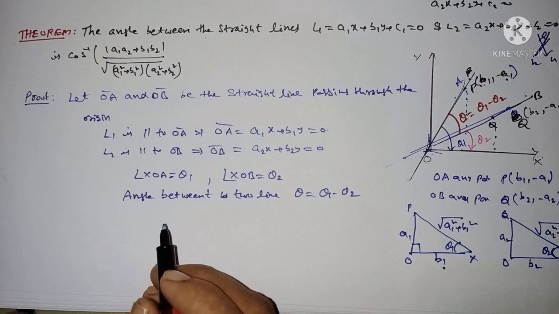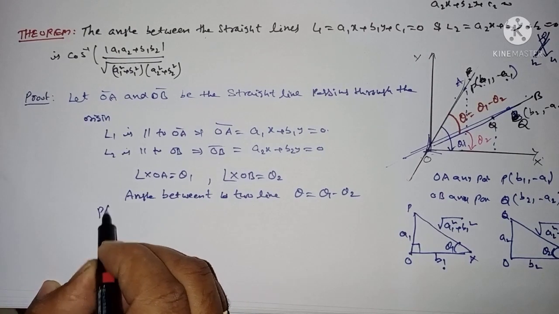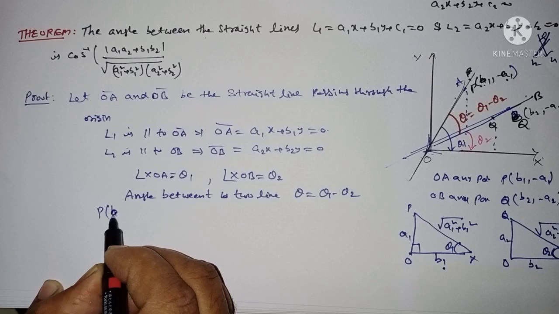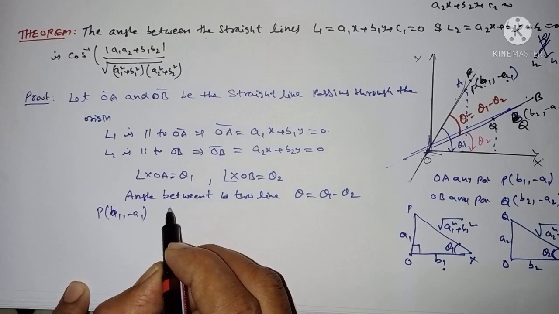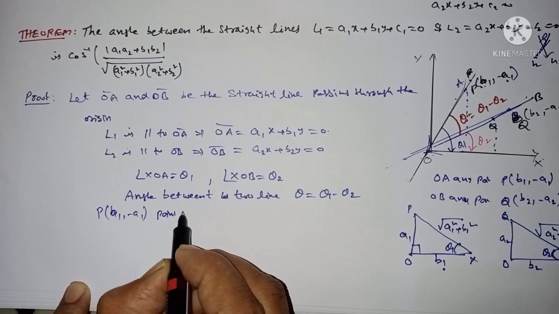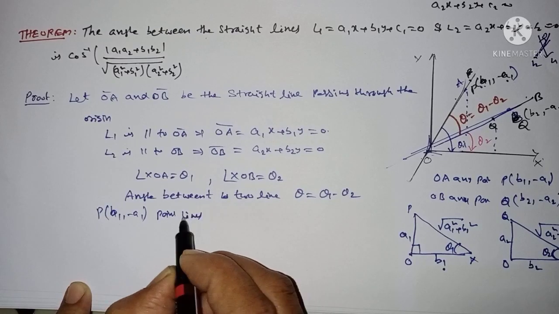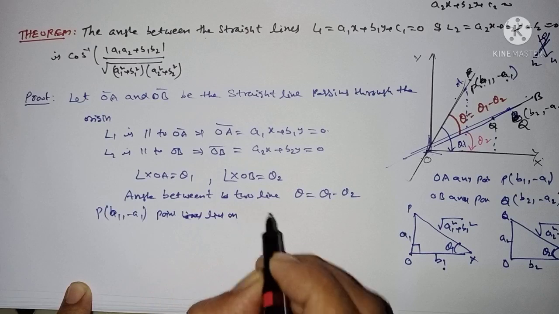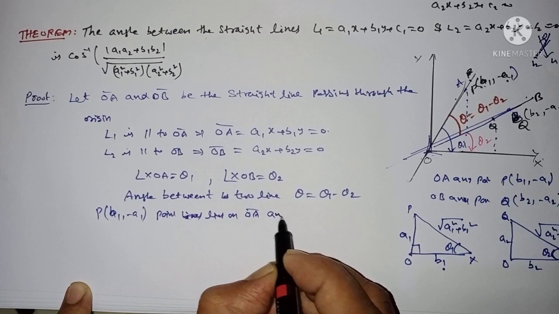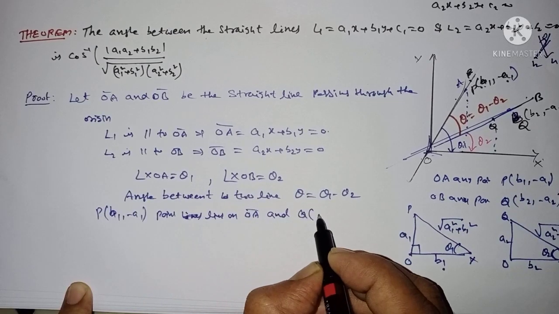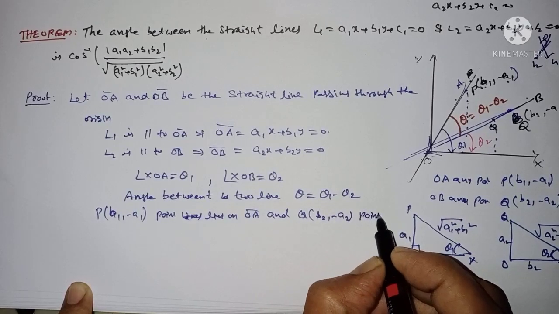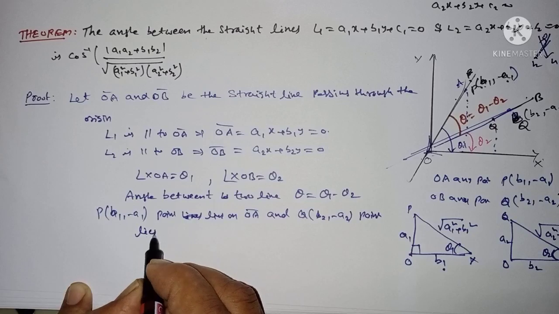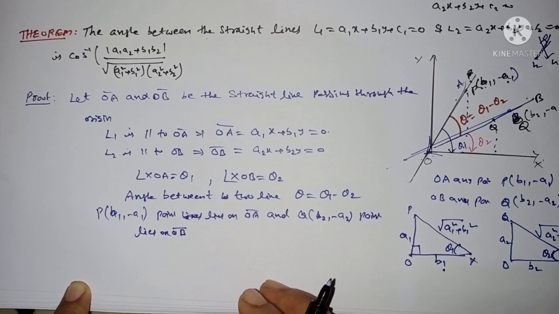I can write here P of B1 comma minus A1, a point that lies on OA. Similarly, Q of B2 comma minus A2, a point that lies on OB.